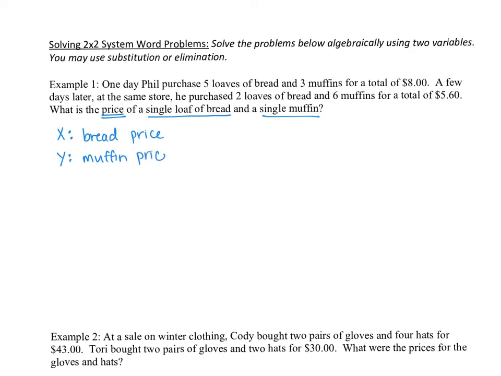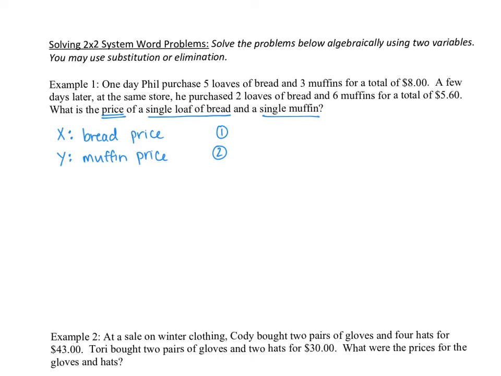So I've declared my variable: x is going to represent the price of bread and y is the price of muffin. They're variables because I don't know what they are yet, but I will find out soon. So let's get into constructing our two equations. I want to make two equations that represent the system, my 2x2 system, because I have two variables. So I need two equations to solve for my two variables. I hope it's starting to click now.